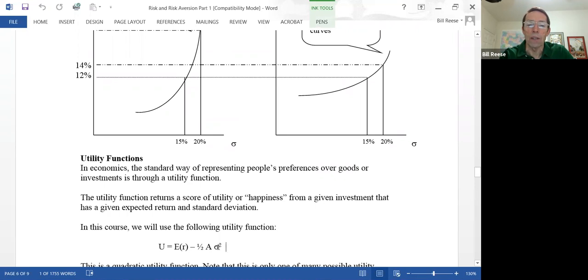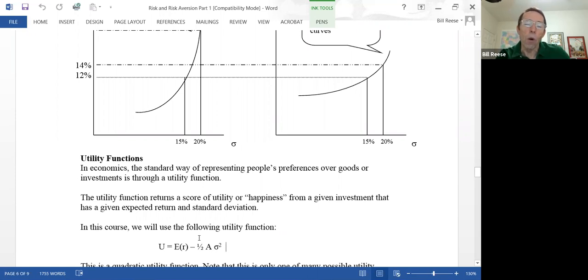Now, I know standard deviation squared is variance, but we're going to be talking about it in terms of standard deviation. So I'll call it standard deviation squared, because we'll keep talking about risk in terms of standard deviation. Now, let's talk about what A is. A is called the coefficient of risk aversion.